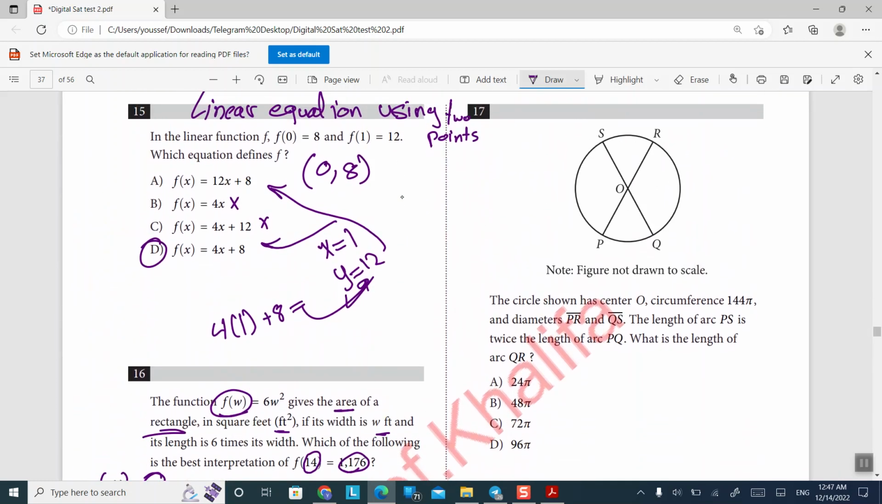In 17, he asks: the circle shown has center O, circumference 144 pi, and diameters PR and QS. The length of arc PS is given. What is the length of arc QS? So that's absolutely testing your ability with circles, finding out the length of a certain arc.